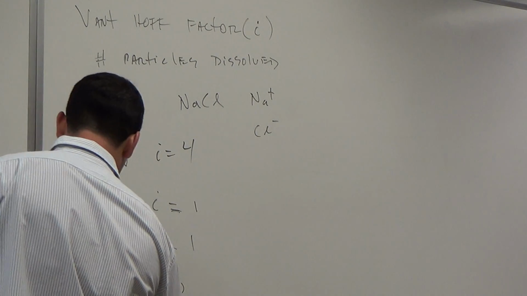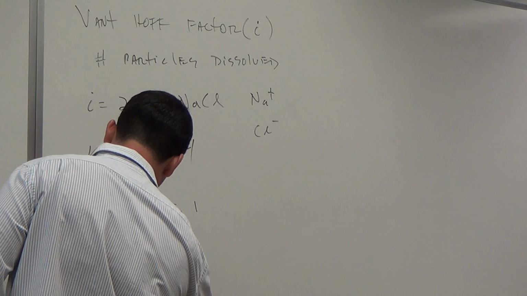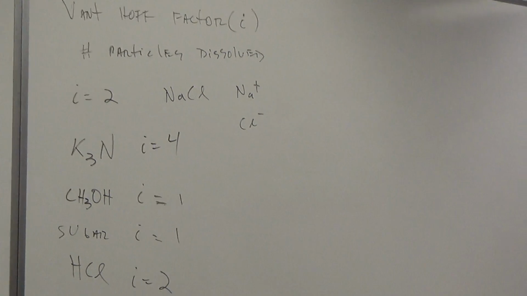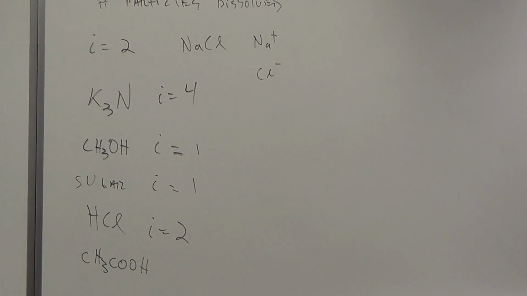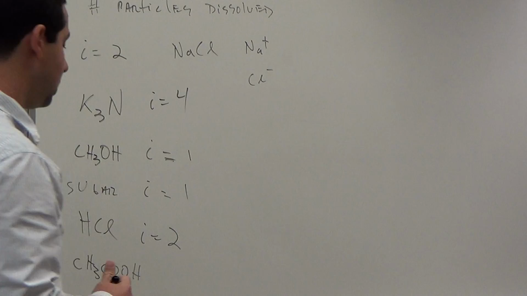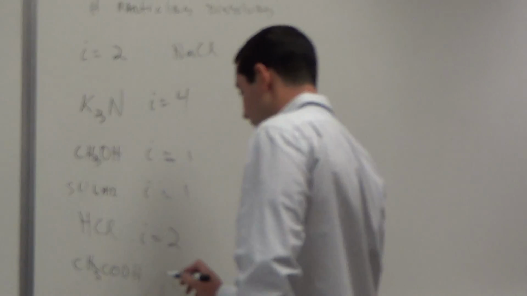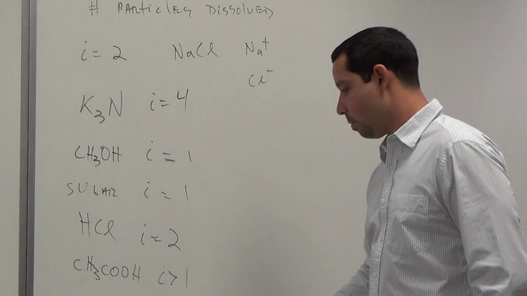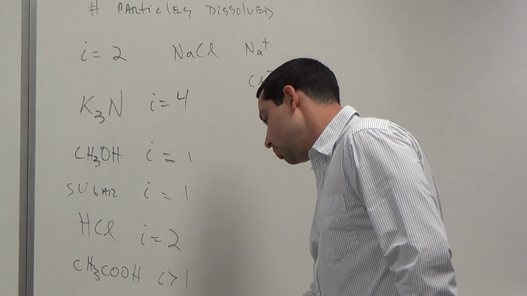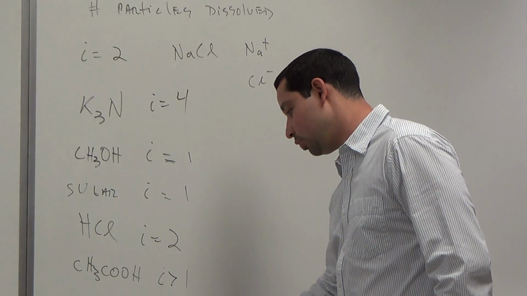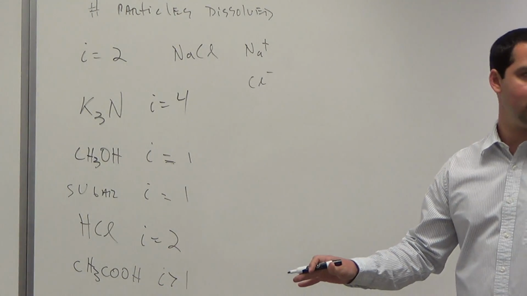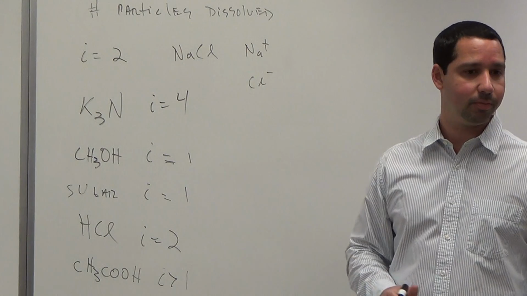But how about this one? If it's weak and it doesn't dissociate, it stays together. If it is a weak acid, then we have a huge problem. It's not 2, because not all of it dissociates. So it is a number that is greater than 1, but also less than 2. It's not completely dissociated, and it's not together.